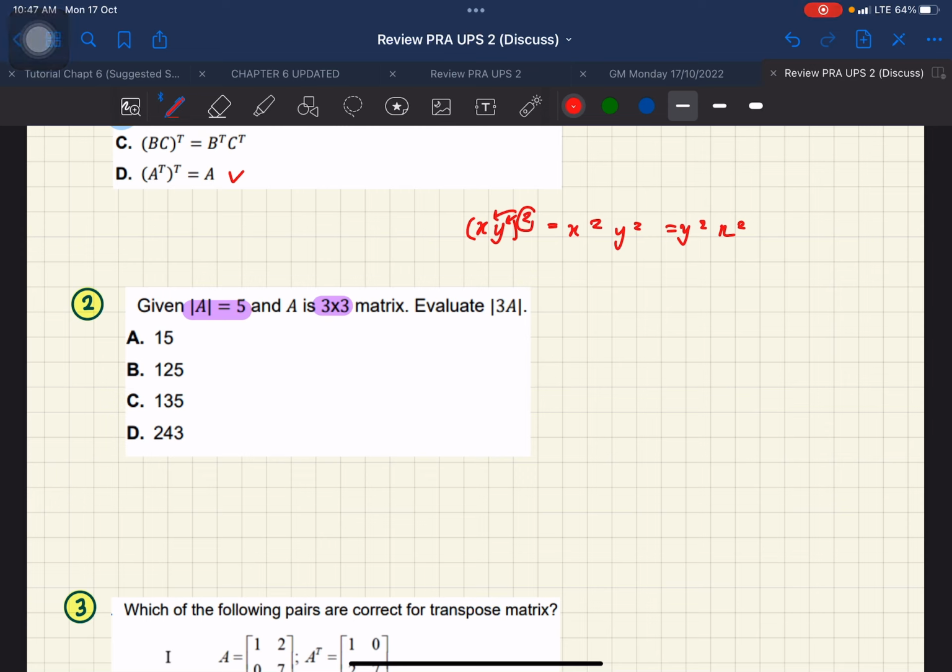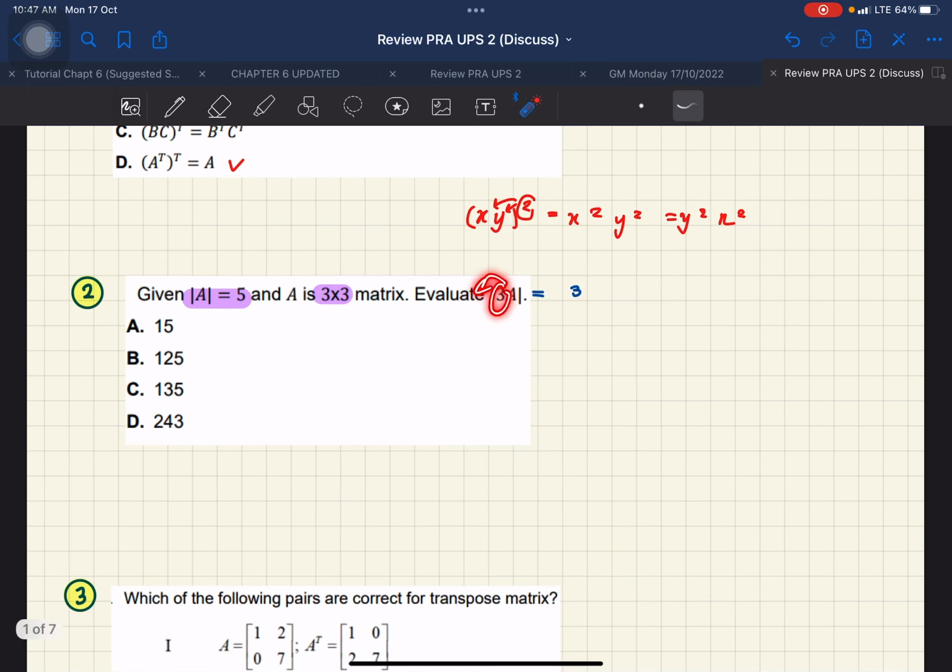So kita ada 3A, this one. Okay, so dia akan jadi, saya akan bawa keluar 3. I'll bring the 3 in front, and then I'm going to put power 3 dekat atas, and then multiply with determinant of A.